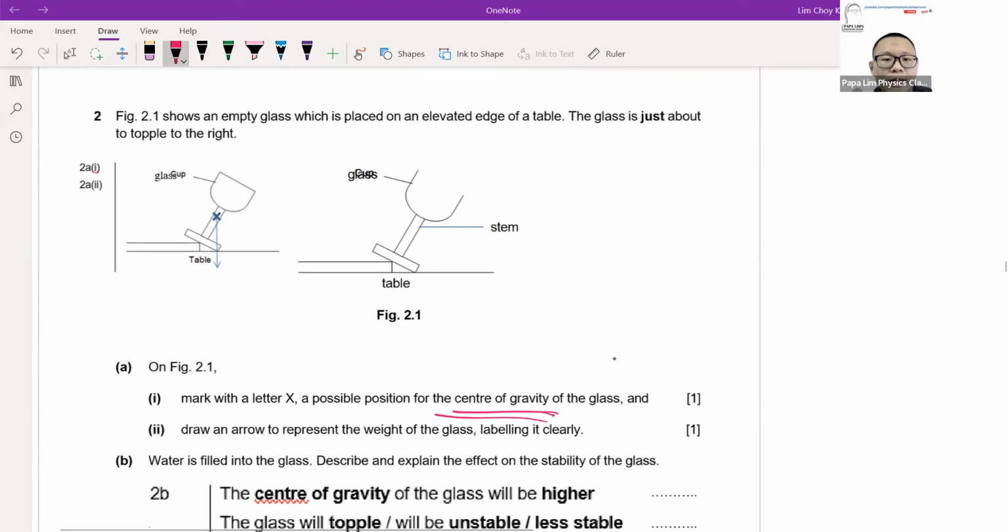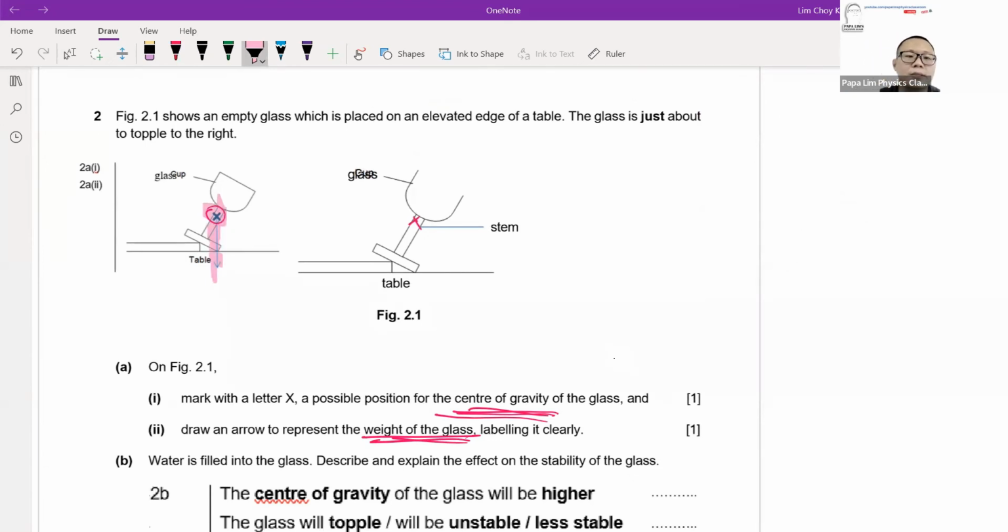CG is always the point whereby all the mass is equally distributed. So it's roughly around here, like what I mentioned in the question, it will be here. Weight is always vertically down. So the answer will be here.